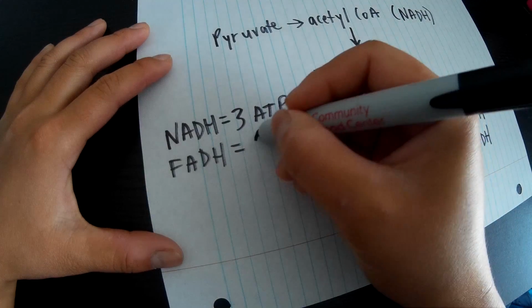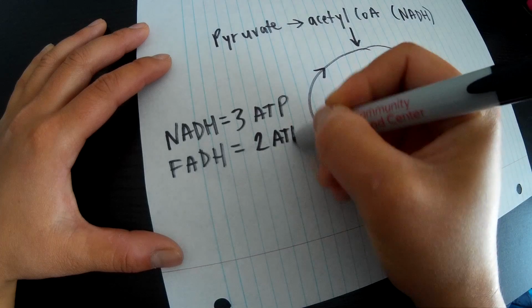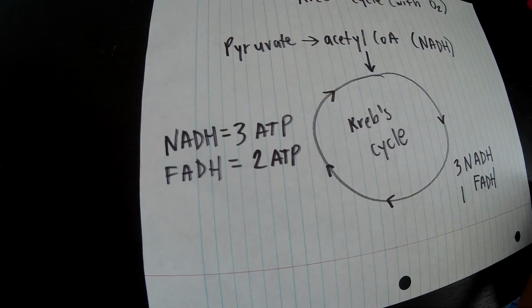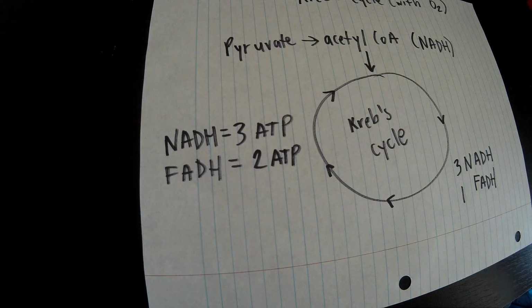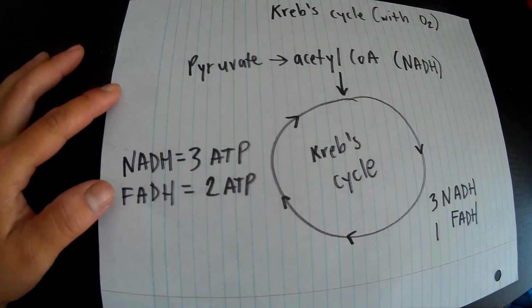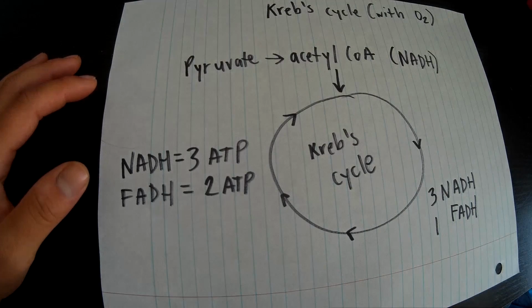So there you have it for the glycolysis system and the Krebs cycle. In the next lecture, we'll talk about the electron transport chain and where this NADH and FADH goes.